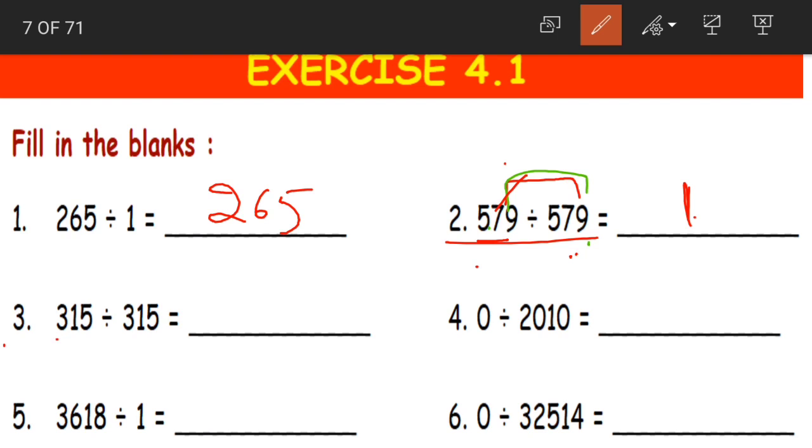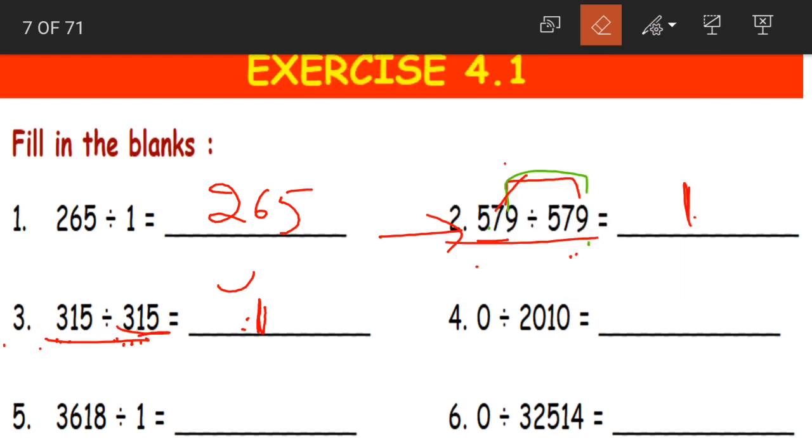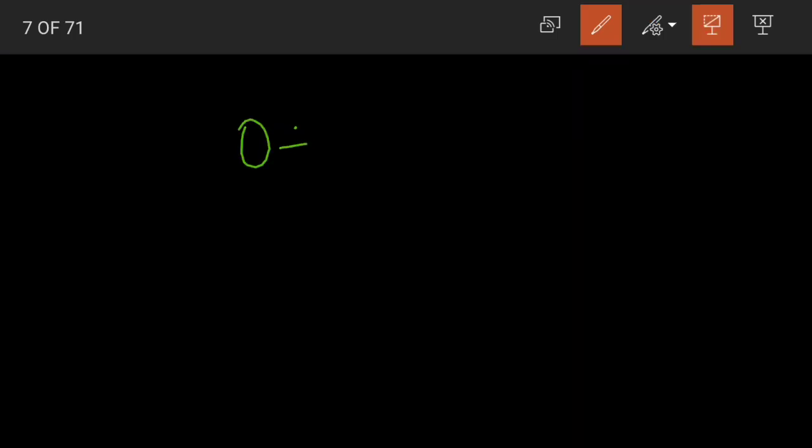Coming to question 3. 315 divided by 315. Again, just like question 2, we are dividing the number by itself. Then what will be the answer? 1. Coming to question number 4. 0 divided by 2010. Again, if you feel that it is a very big number, take 0 divided by 2.